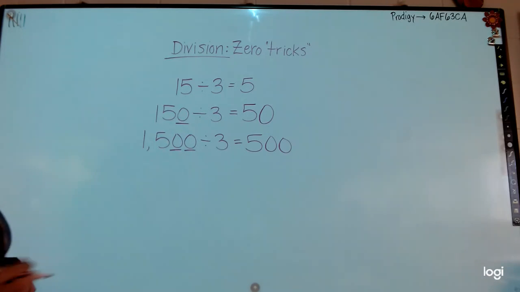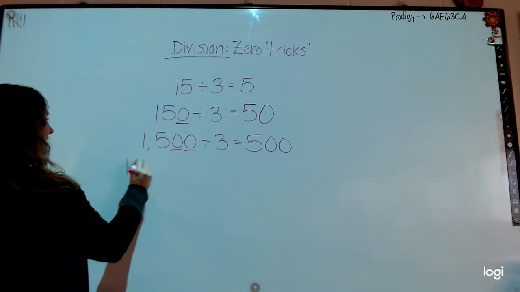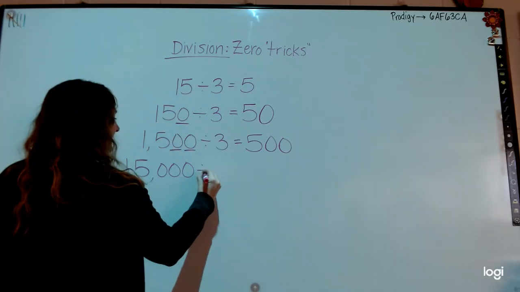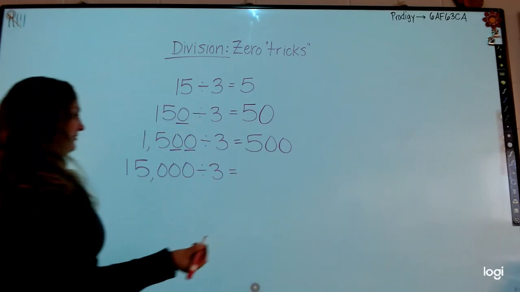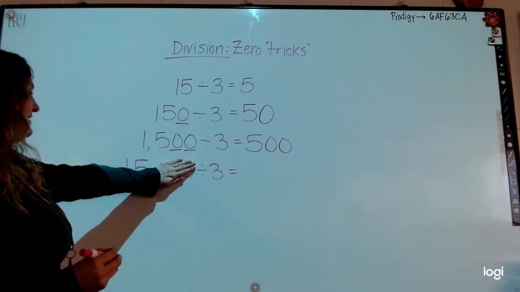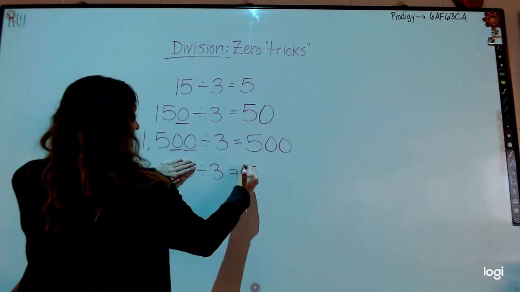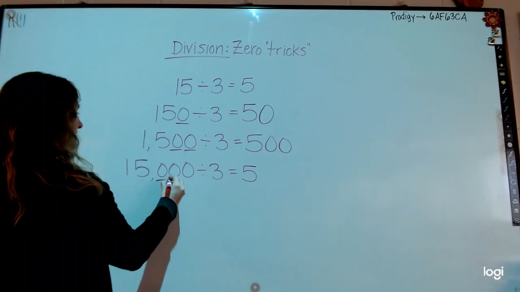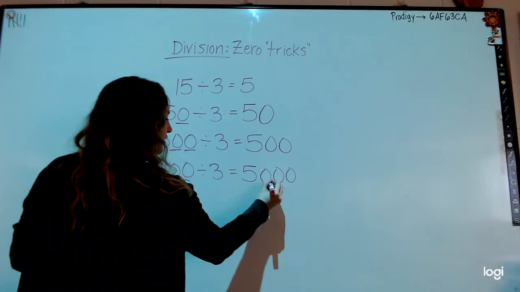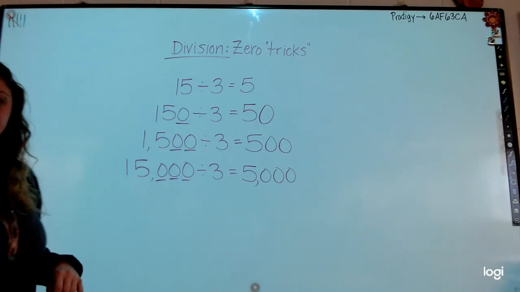All right, let's try it one step bigger. 15,000 divided by 3. I'll let you get a little bit of a head start. Hopefully you're covering up those zeros. All right, we cover up our zeros. 15 divided by 3 is 5. And then 1, 2, 3 zeros. Count over 3 spaces for my comma.